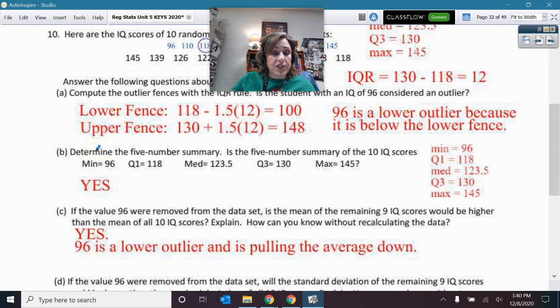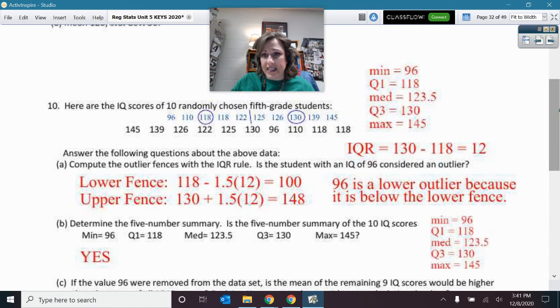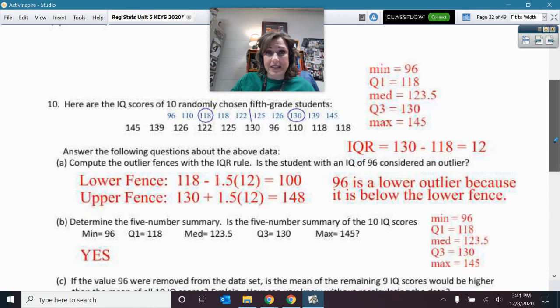All right, now determine the 5-number summary. Is the 5-number summary this? And so that answer is yes, because I just did the 5-number summary up here. I guess I listed that out twice.